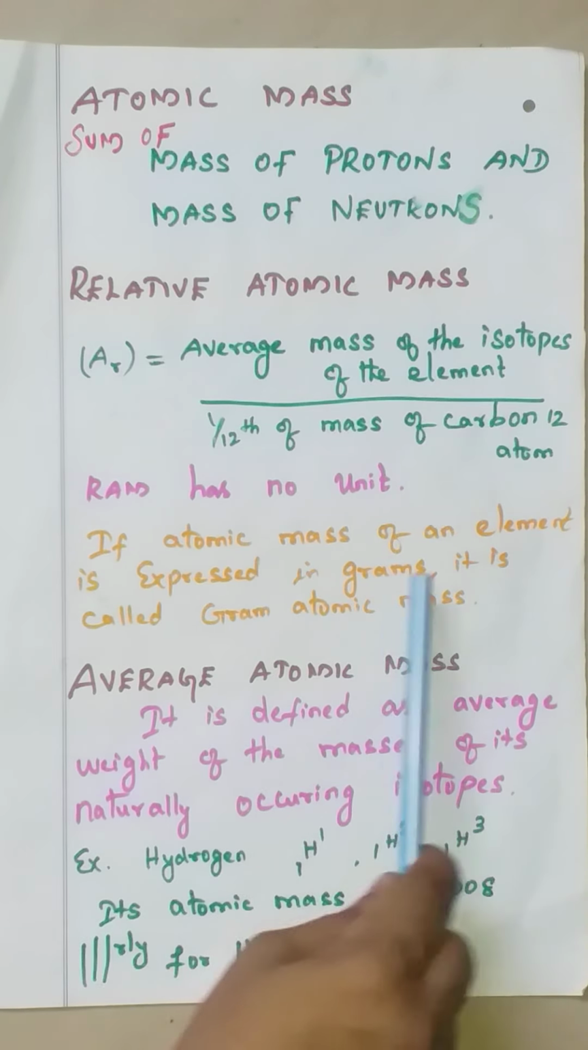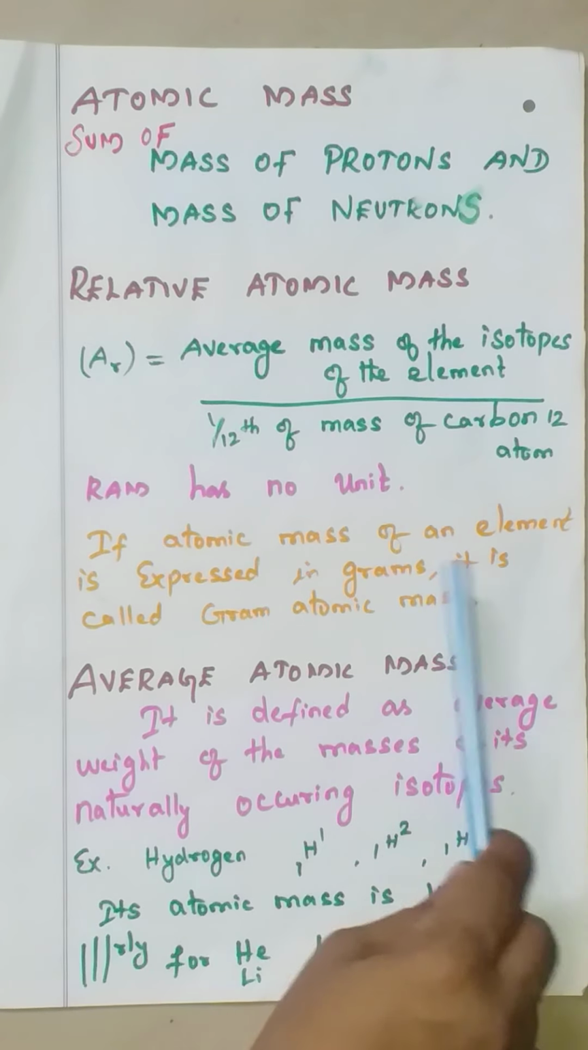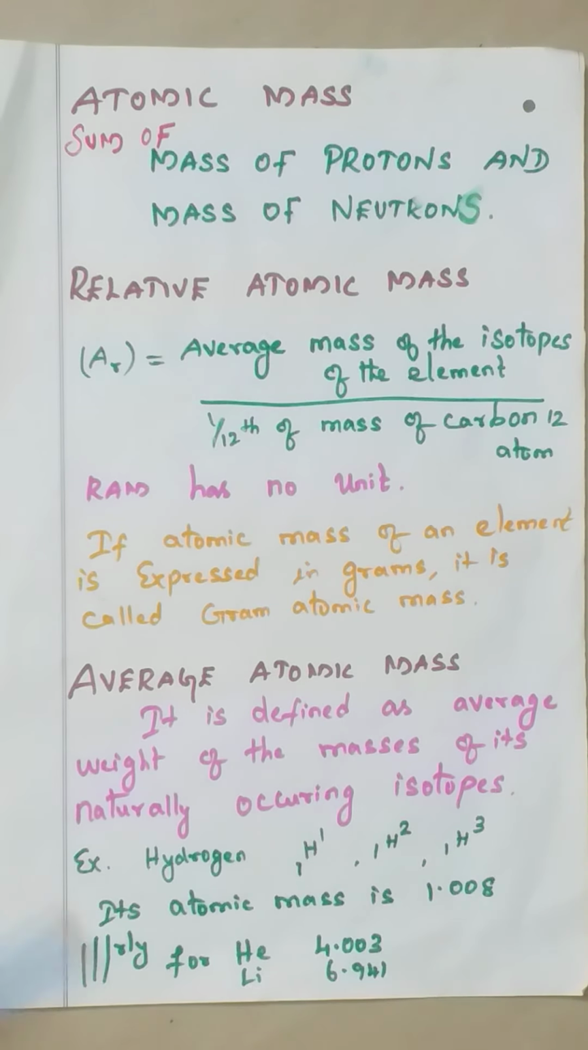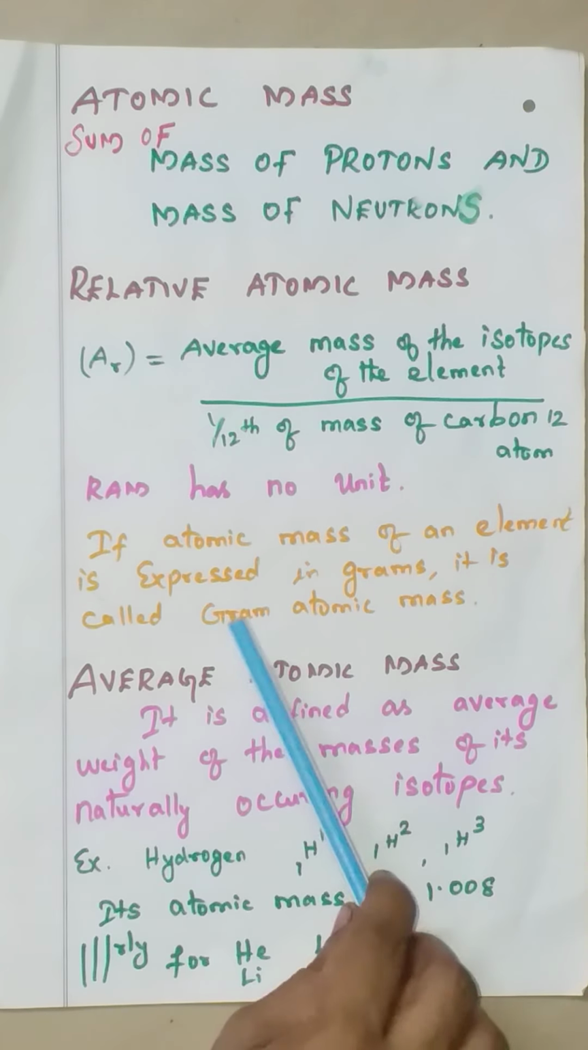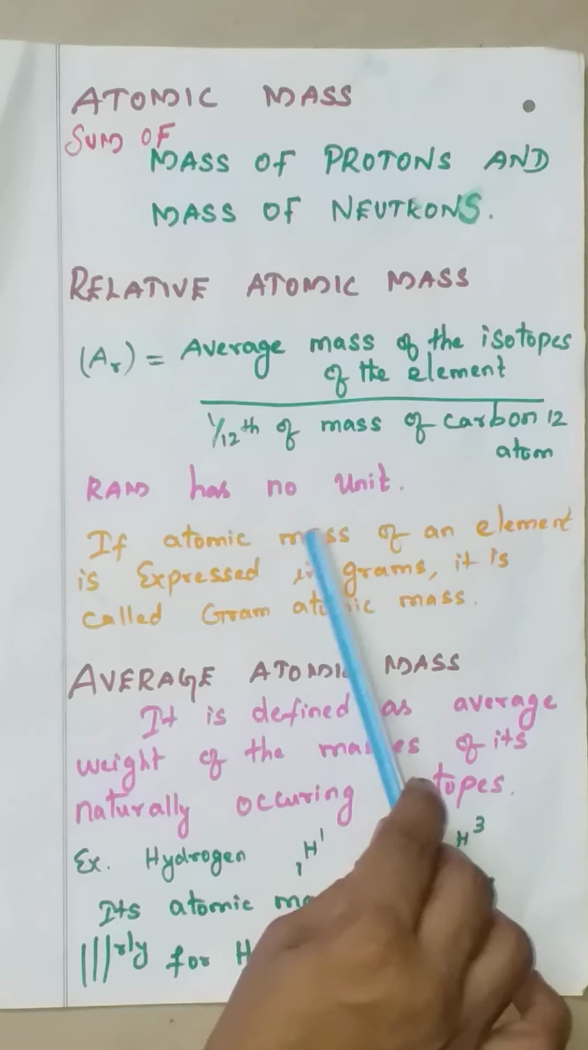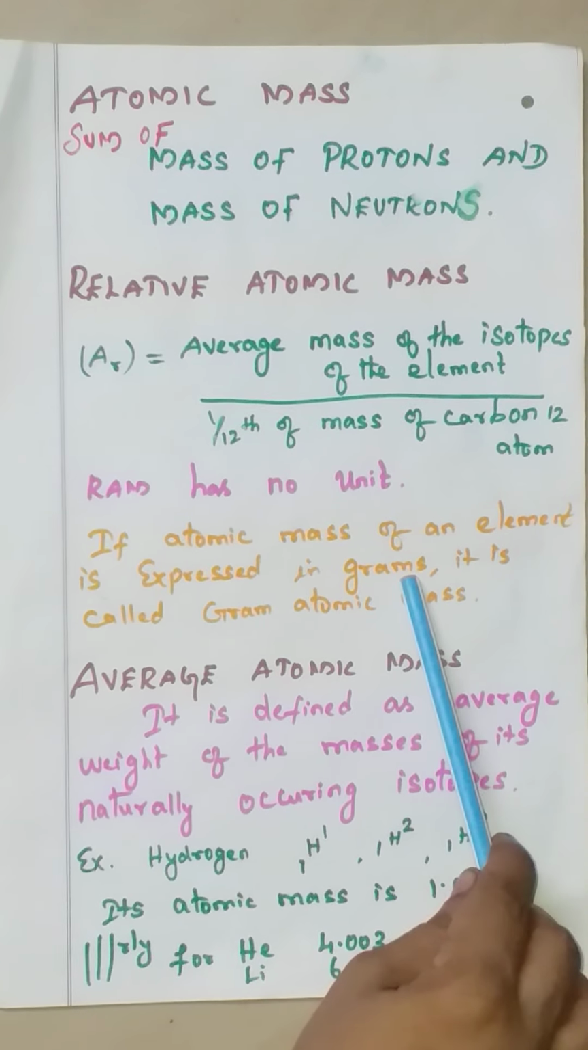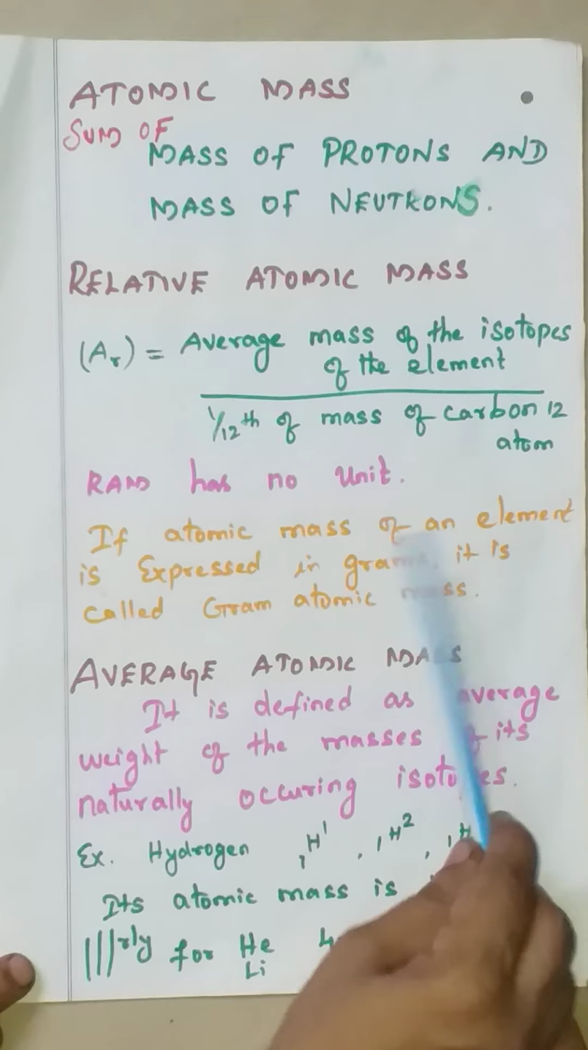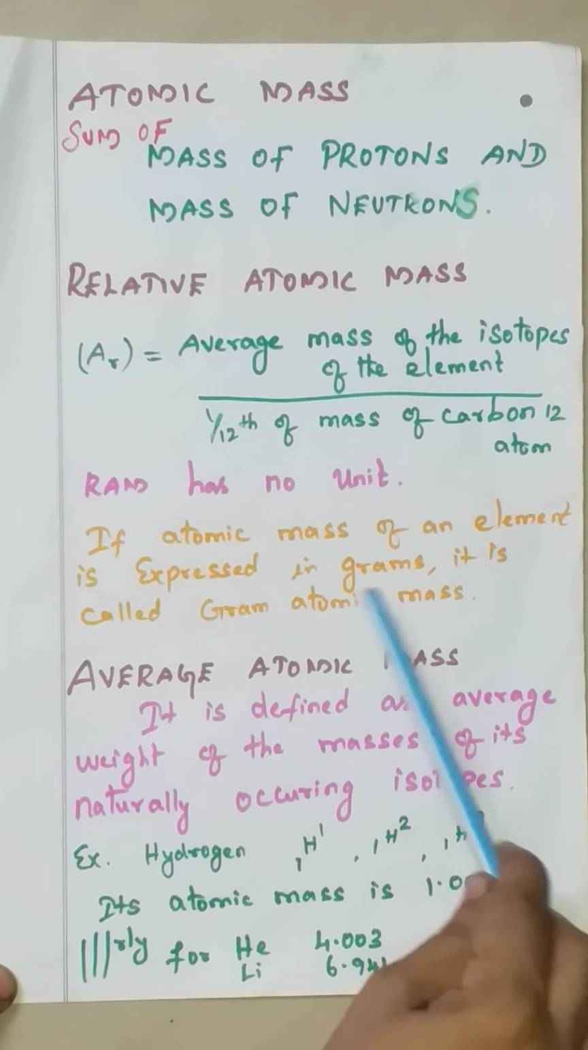But if the atomic mass of an element is expressed in grams, then we call it gram atomic mass. See, for force we use Newton and for mass we use kilogram. Likewise, for atomic mass there is no unit symbol. But if the same atomic mass is expressed in gram, for example 12 gram, 14 gram or 15 gram, then that value we call gram atomic mass. So if the atomic mass of any element is expressed in gram, it is called gram atomic mass.